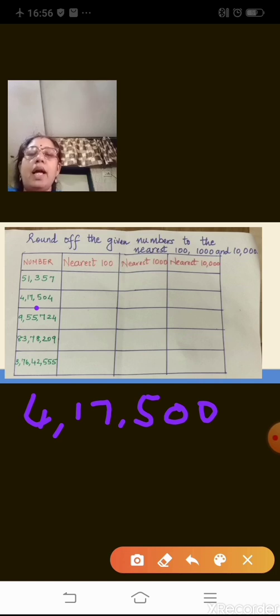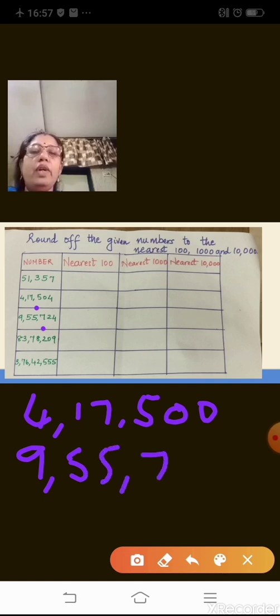Coming to the next one, 9,55,724. So to the nearest 100 means in the hundreds place it is 7, but you will see the number at the tens place. In the tens place the number is 2. So while rounding off the number, your number will become 9,55,700. 7 will remain as it is, and you will put 2 zeros in the tens and the ones place.